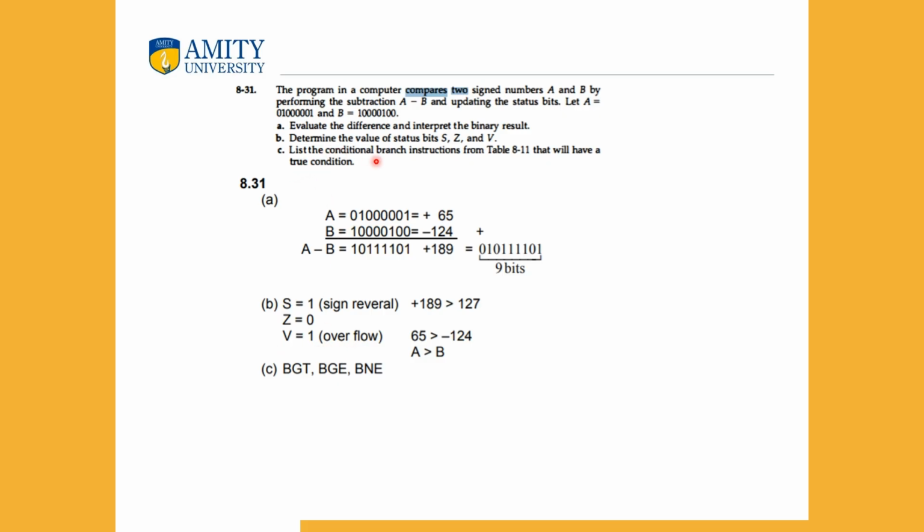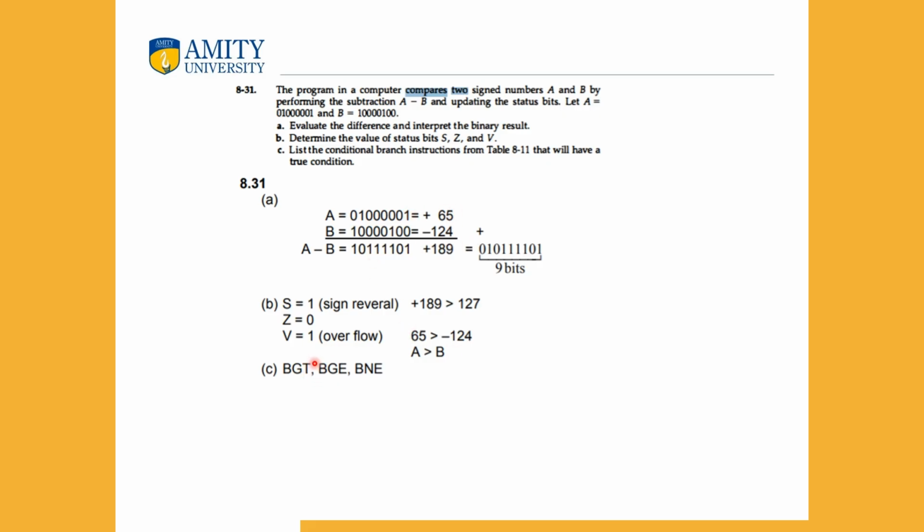Then we have the listing of the conditional branching instructions from the table that will have true conditions. So we had a table about the status bits where we found out that there are true conditions. In this case we have 3 true conditions where branching will happen when A is greater than B. Okay, and in this condition A is greater than B because A is positive 65 and B is minus 124, so A is greater than B.